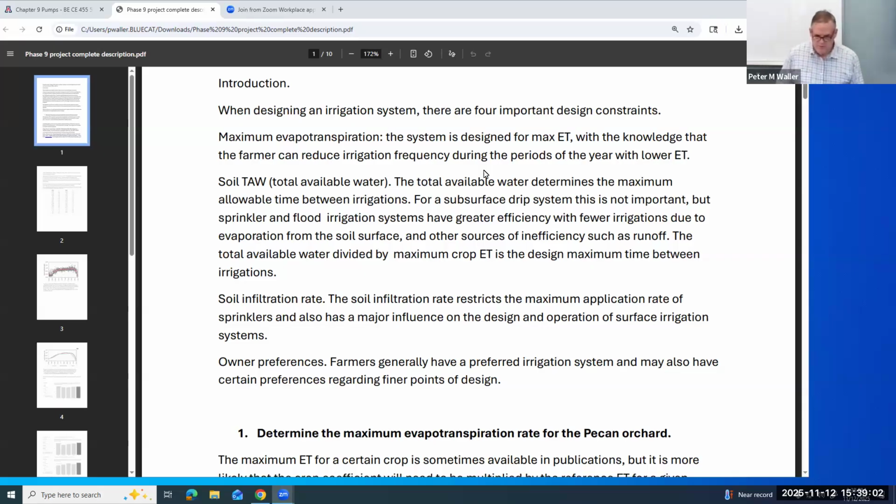So then that'll pretty much be it for the semester, because we're not going to have a project 11 because our system is pressurized. So we aren't going to need canals for the system design.